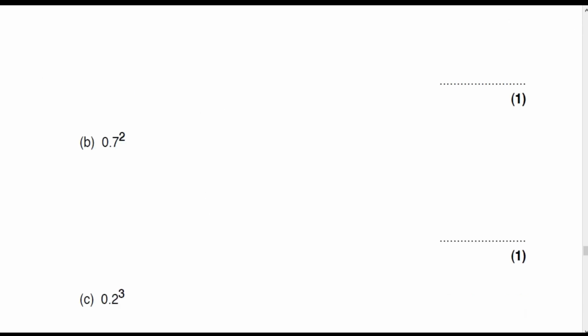What do we mean by squared? 0.7 squared means you have to multiply it by itself. Okay, you have to multiply 0.7 two times, and when it has cube, it means you have to multiply 0.2, 0.2 and 0.2. You have to multiply the same number 3 times.